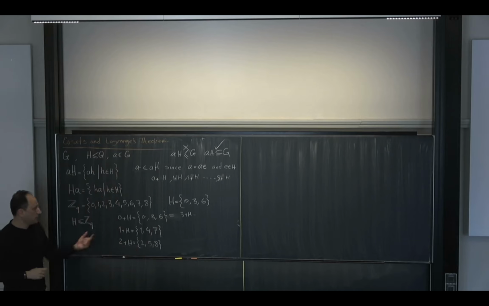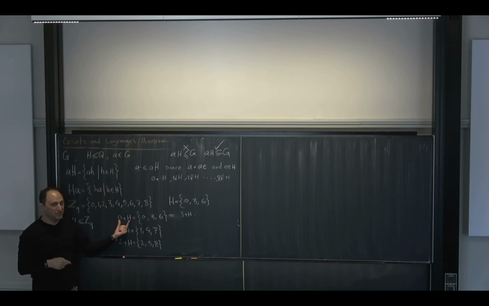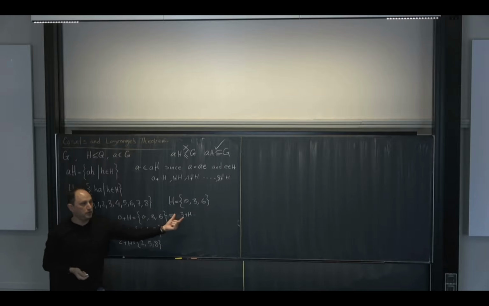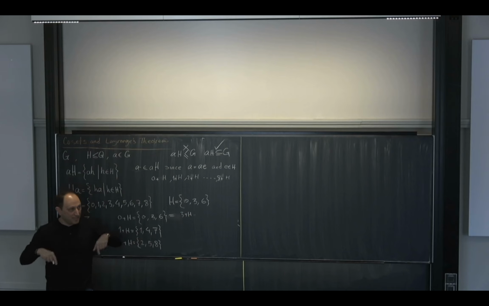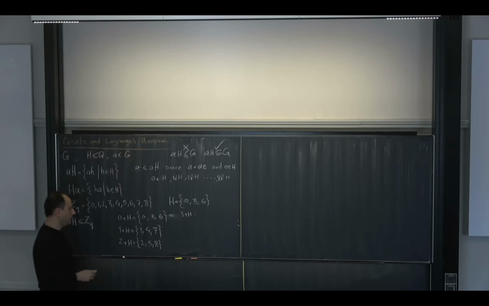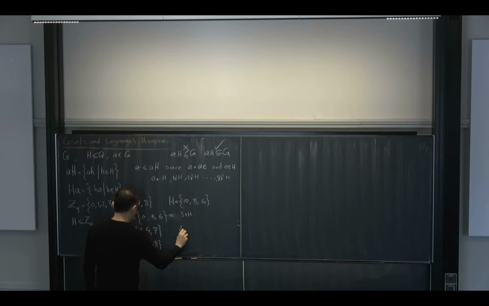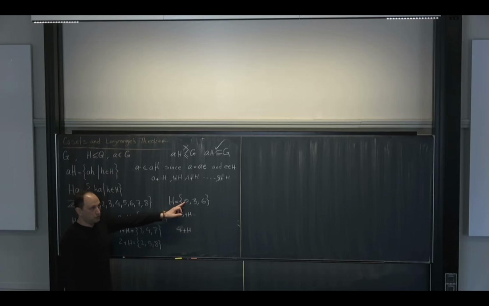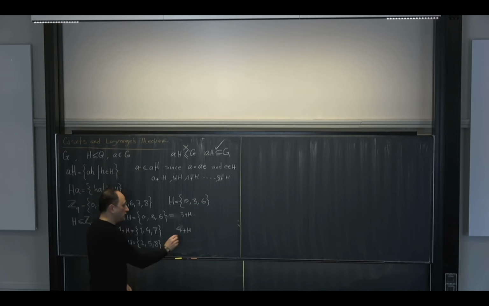So you see, 0 plus H is not written the same way as 3 plus H, but they are the same cosets, because after calculation you see that this is happening. You understand that? For example, what is 4 plus H? It becomes 4, 7, 10. But what is 10? 10 is 1. So it becomes 1. If I want to write it in order, it becomes exactly this one.